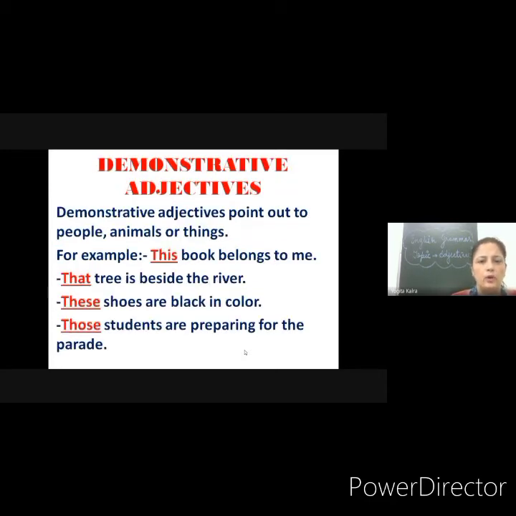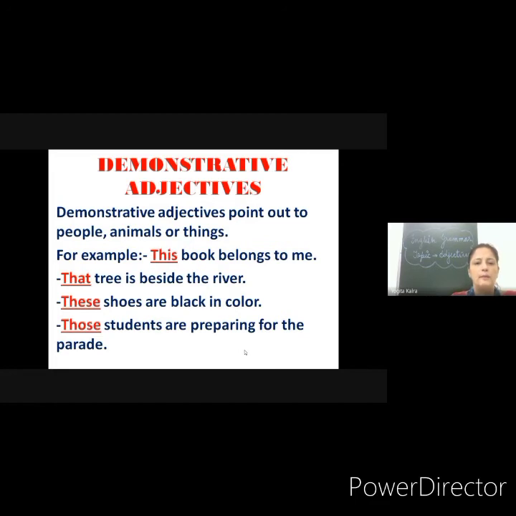So next we move on to the demonstrative adjective. Demonstrative adjectives point out people, animals, or things. For example, this book belongs to me. Now, in this book, the word this is used just before the noun book and it is pointing out the noun book. So, the word this is called a demonstrative adjective. That tree is beside the river. Now here we are pointing out the tree which is beside the river. So the word that is the demonstrative adjective.